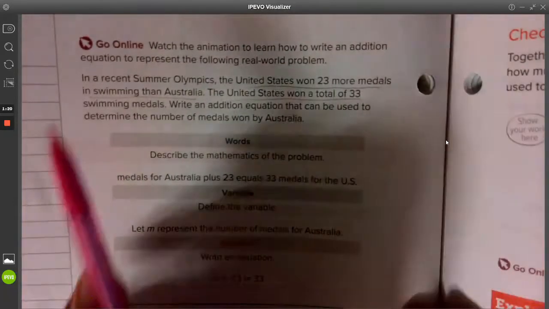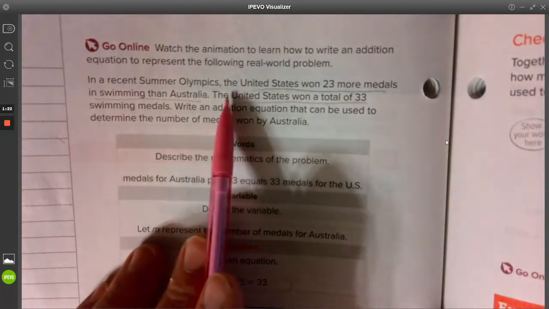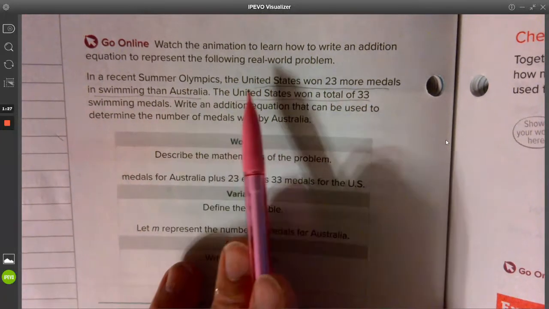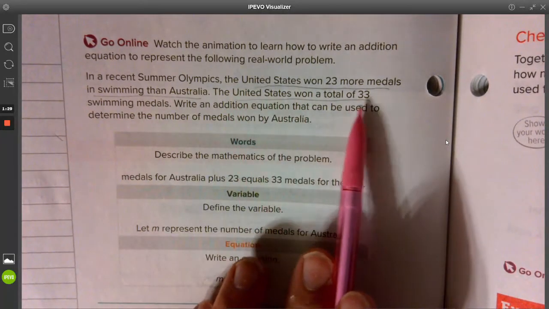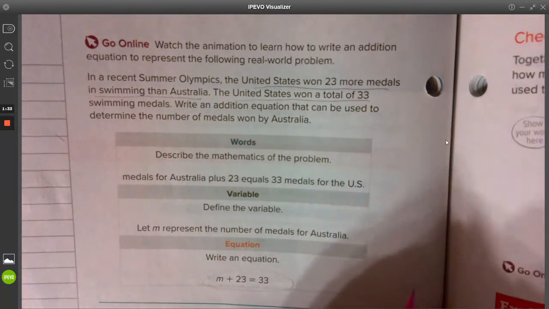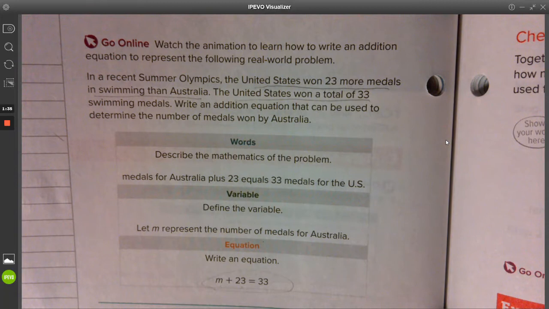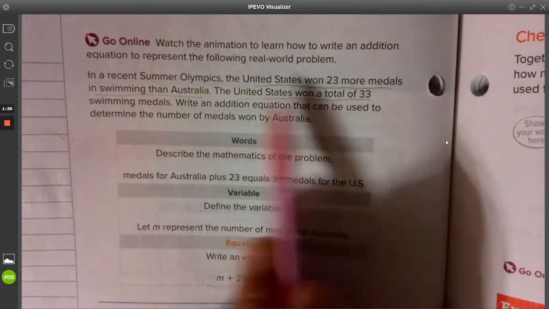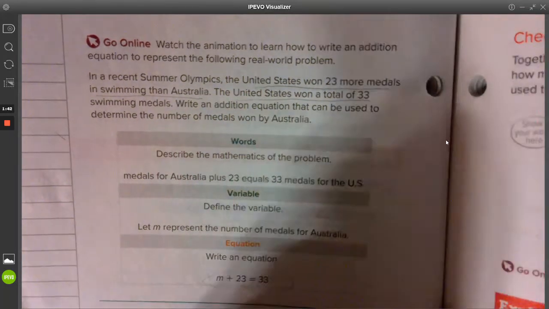An example of this would be right here. In a recent Summer Olympics, the United States won 23 more medals in swimming than Australia. The United States won a total of 33 swimming medals. So we'll write an addition equation that can be used to find the number of medals won by Australia. Now, I've underlined what's important in this statement here.